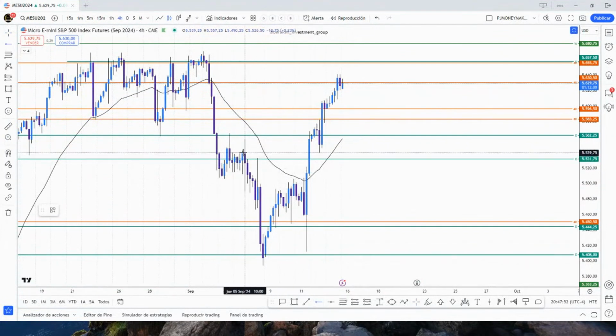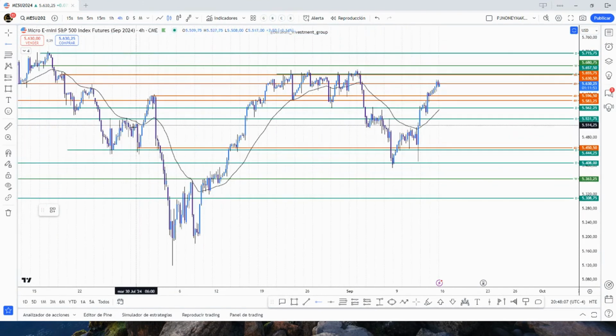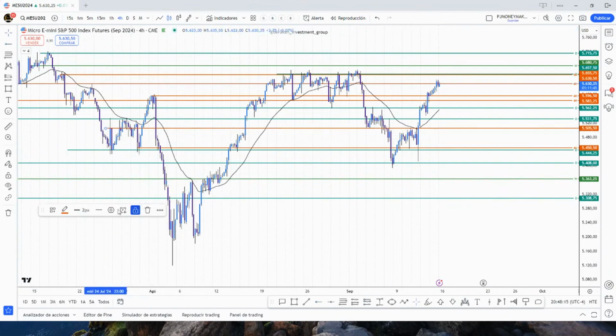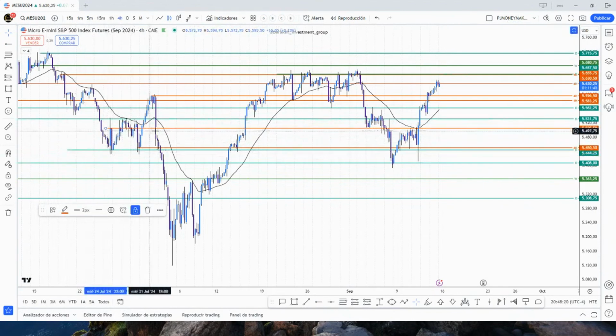We got this one right here. There you go. So right here, you see this one right here. It came here as a support, resisting the pullback, resisting, and that's it.